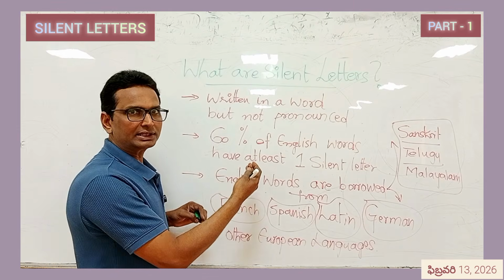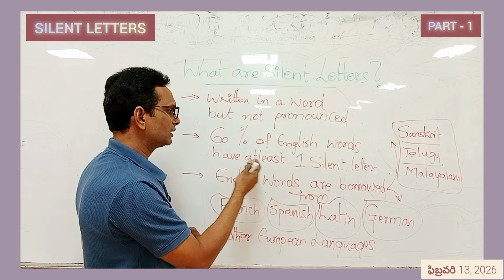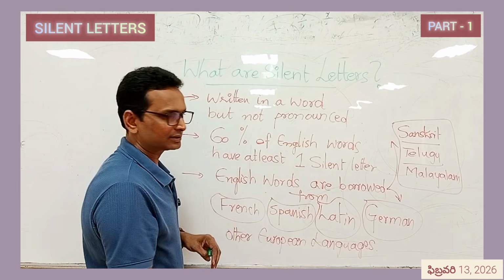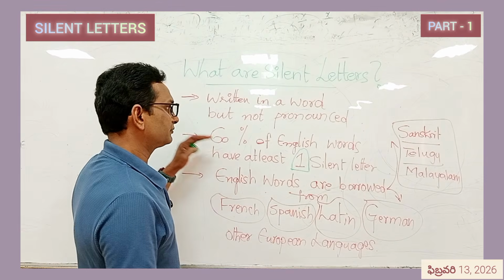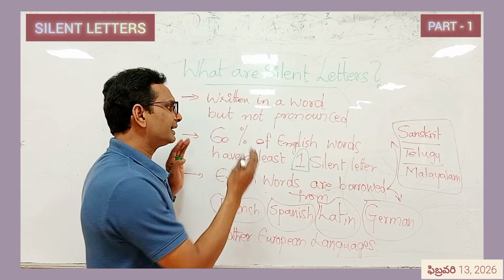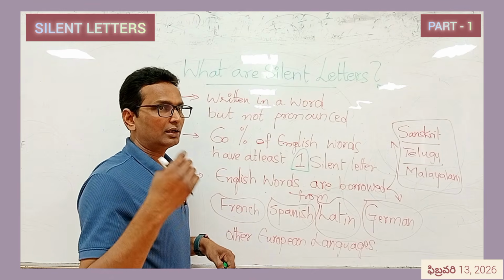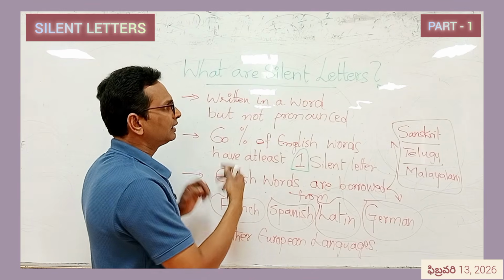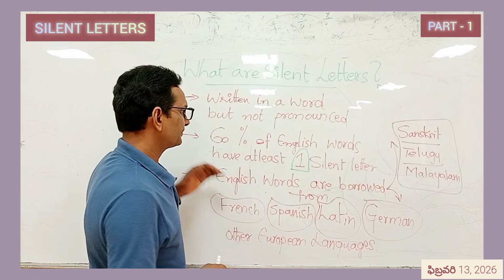And another important thing that we should know is that 60% of English words have at least one silent letter. At least one silent letter. So 60% of English words. That is an indication of how careful we have to be to learn and master this area in order to be perfect in speaking English.